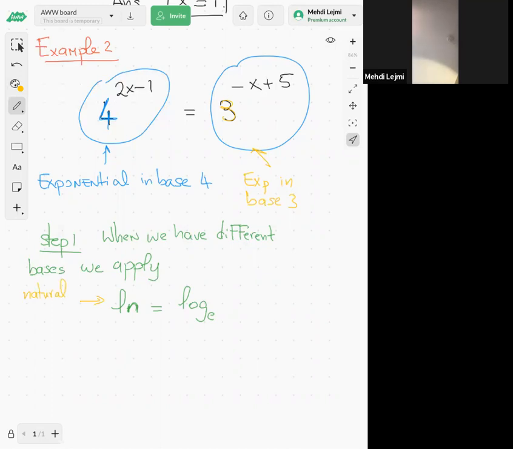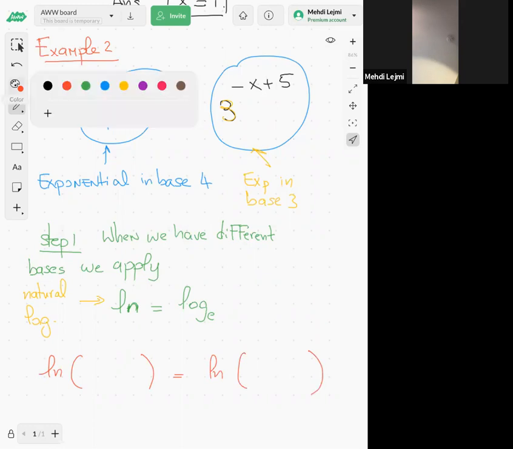It's natural because in physics, it's a very natural log. Okay, so this is a natural log, and so we apply this natural log to both sides. So here's my natural log on the left side, and here's my natural log on the right side. On the left side, I have 4 to the power 2x minus 1. And on the right side, I have 3 to the power minus x plus 5.